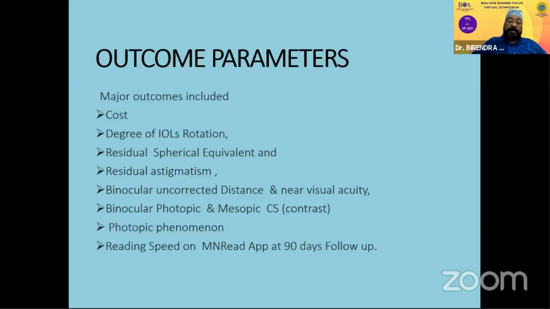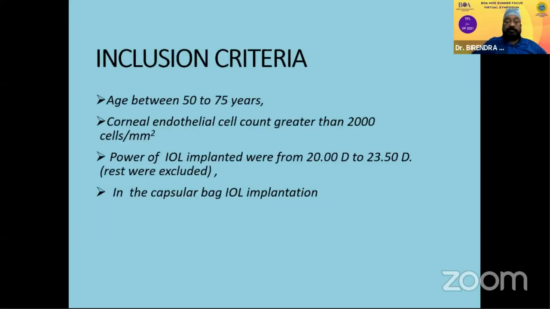The outcome parameters to be compared were the cost, the degree of IOL rotation, residual spherical and astigmatism, binocular uncorrected distance and near vision, binocular photopic and mesopic contrast sensitivity, photopic phenomena, and reading speed on the MNREAD app at 90 days of follow-up.